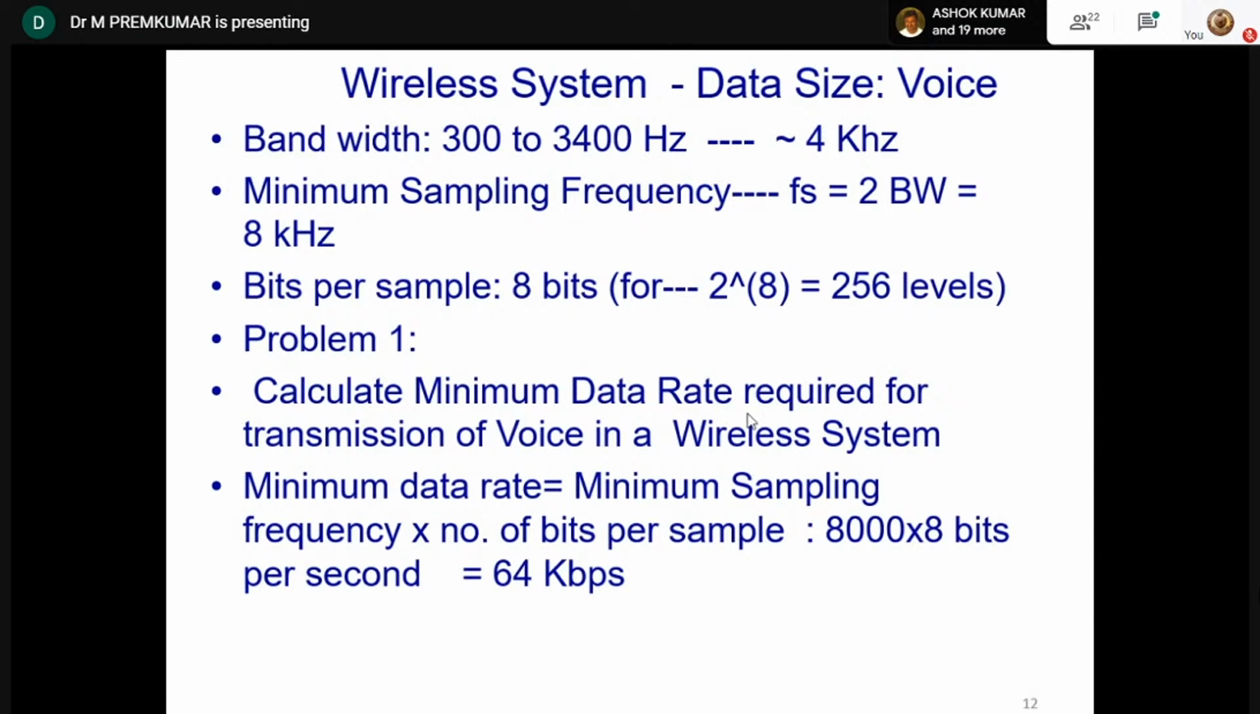So what is the minimum data rate? We are interested in data rate in all applications. The minimum data rate is obtained from the minimum sampling frequency, which is obtained from here, multiplied by the number of bits per sample. So it is totally around 64 kbps.